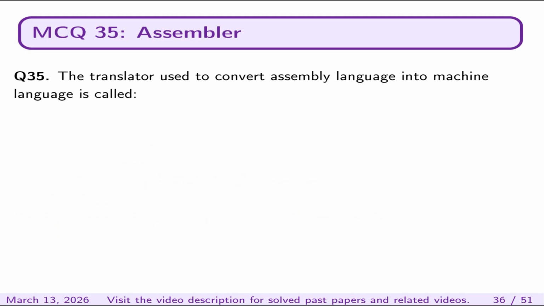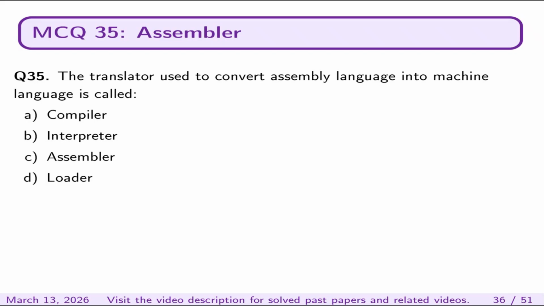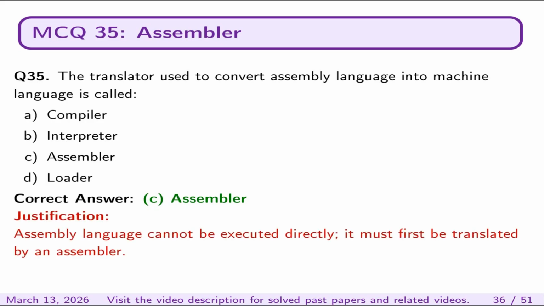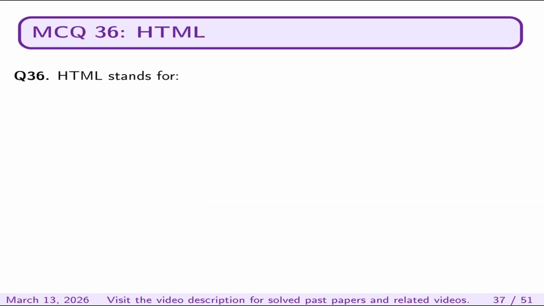The translator used to convert assembly language into machine language is called: compiler, interpreter, assembler, loader? The correct option is assembler. Assembly language cannot be executed directly. It must first be translated by an assembler.